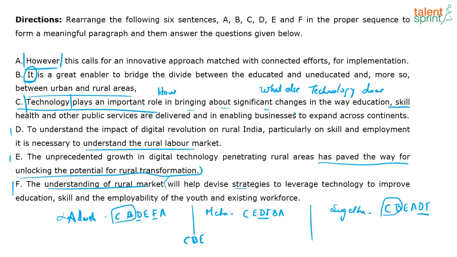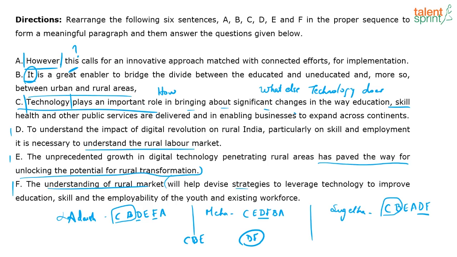I am only left with A, D and F. So, D and F I know is already a link. So, where will I fit in A? Where can I fit? D and F is already a link. We have established this. Where will I fit in A? What does A say? However, this calls for an innovative approach matched with connected efforts for implementation. What is this? In E, your answer is there in E.